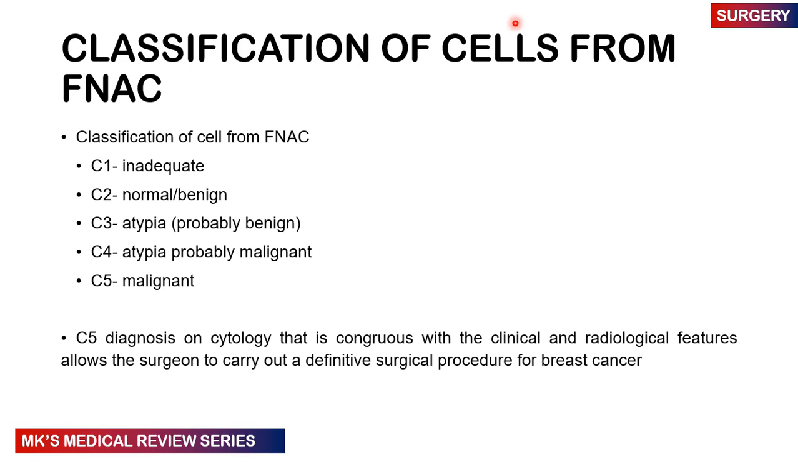So here's how we classify cells from FNAC, which is the fine needle aspiration cytology. C1 if they're inadequate, C2 if they're normal or benign, C3 if there's atypia, probably benign, C4 if there's atypia, probably malignant, and C5 if it's malignant. Remember that a C5 diagnosis on cytology is going to be congruent with the clinical and radiological features that are going to be allowing the surgeons to carry out a definitive surgical procedure for breast cancer.